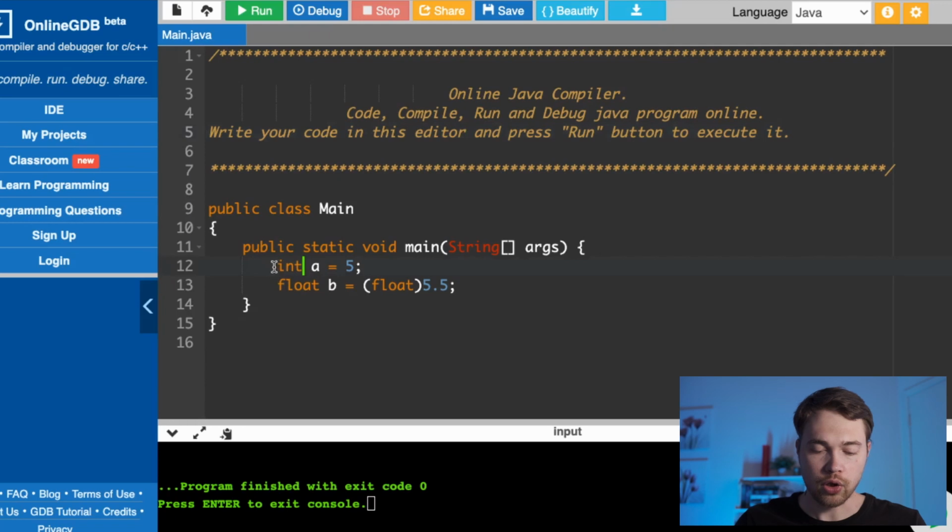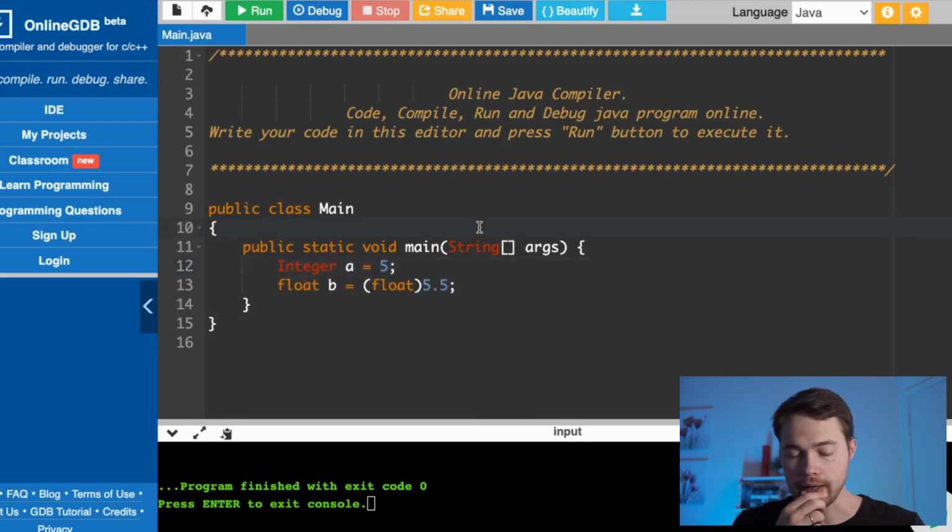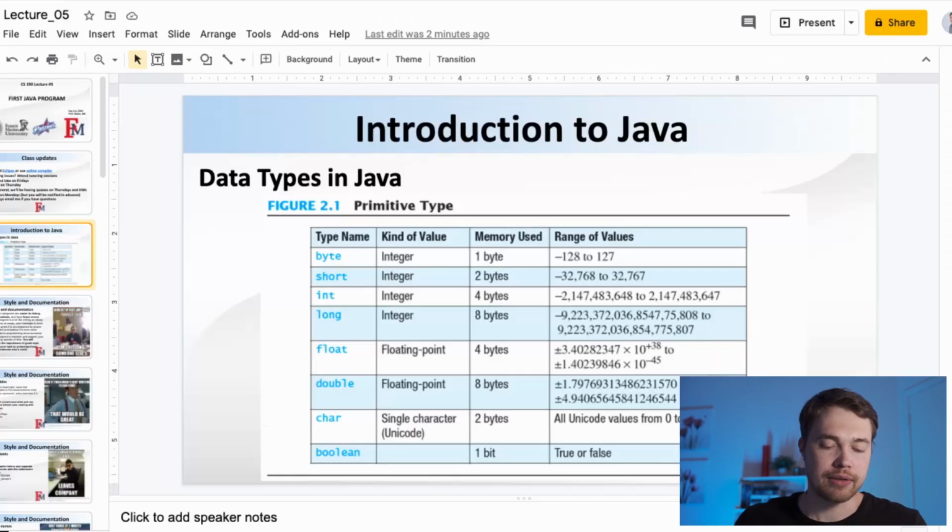If it starts with a lowercase letter like int, right? In that case, it's a primitive data type. If the data type is something like Integer, like this, that's not a primitive anymore. That's more complex. So what kind of primitive data types do we have? Here we can see int, right, integer.